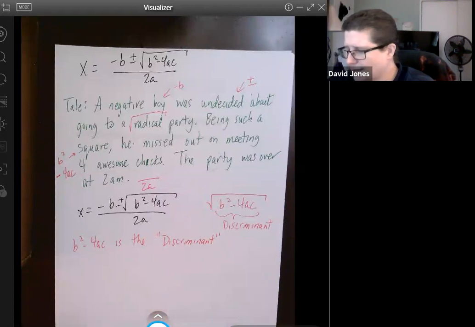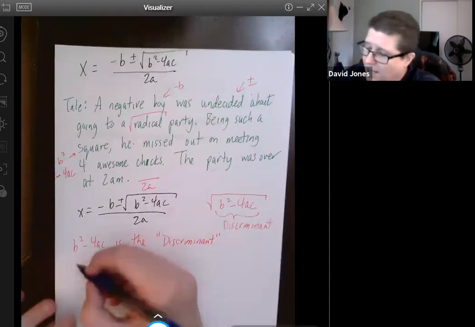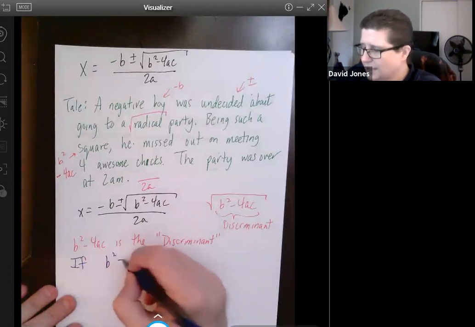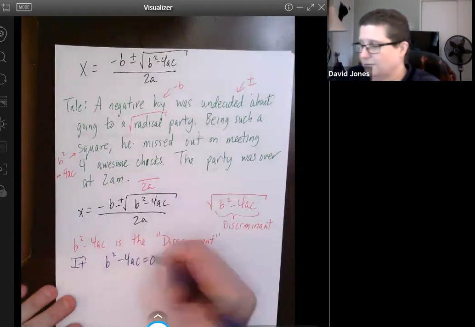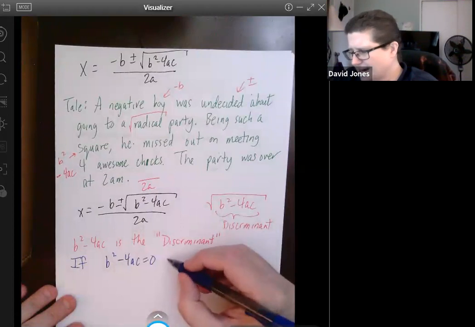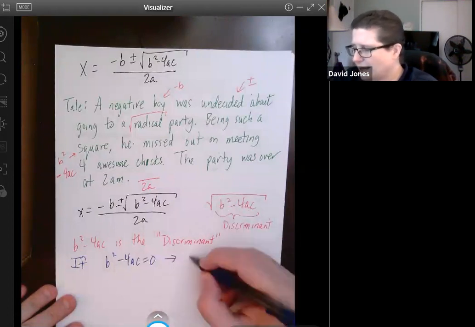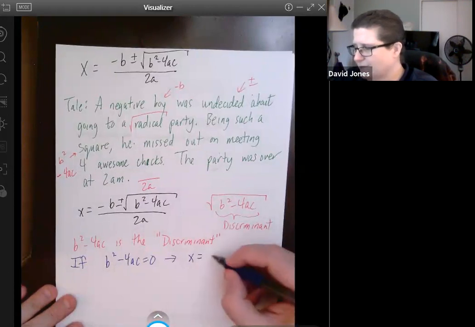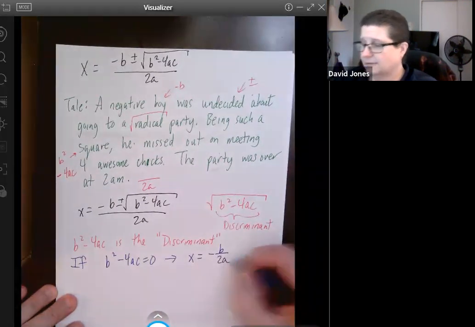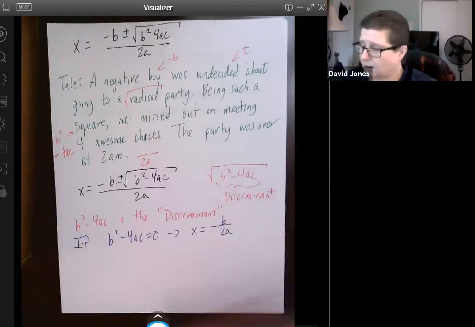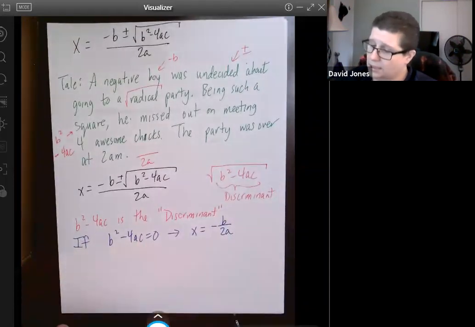And you'll notice we have a couple of options that end up. If b squared minus 4ac equals 0, that entire radical goes away. We don't need the plus or minus anymore. x just equals negative b over 2a. That's option 1.